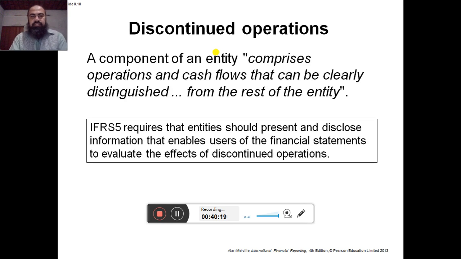OK, next is a component of an entity comprises operations and cash flows that can be clearly distinguished from the rest of the entity or organization. So this is another classifying, recognizing criteria in IFRS 5 for the discontinued operations, that as I already mentioned, it should be clear cut mentioned that these are the, for example, I continue with the example of the fertilizer division, fertilizer line of business. So it is clear cut known to the organization that these are the fertilizer operations and these are the cash flows of the fertilizer operations and these are the cash flows of their dairy or food business. So it should be distinguished, otherwise that could not be considered as discontinued operations.